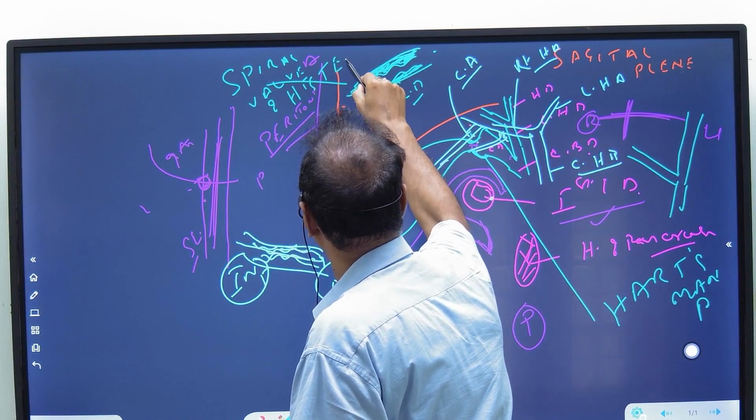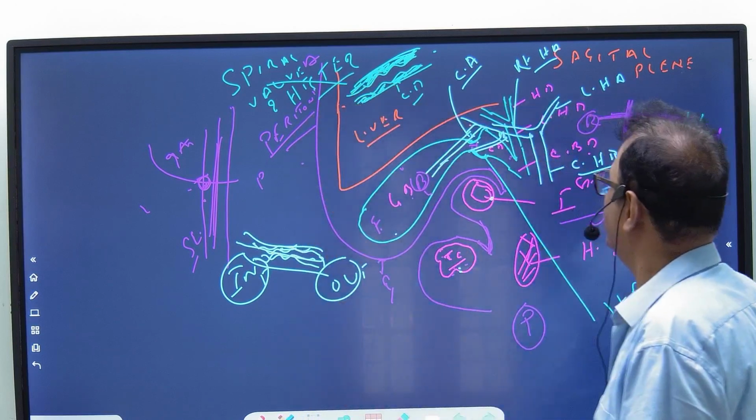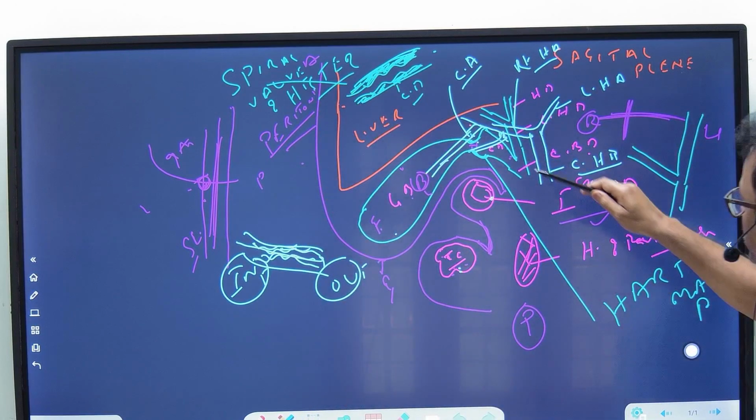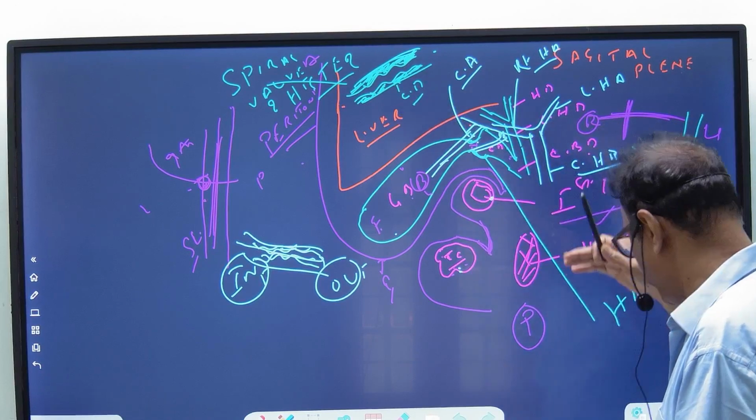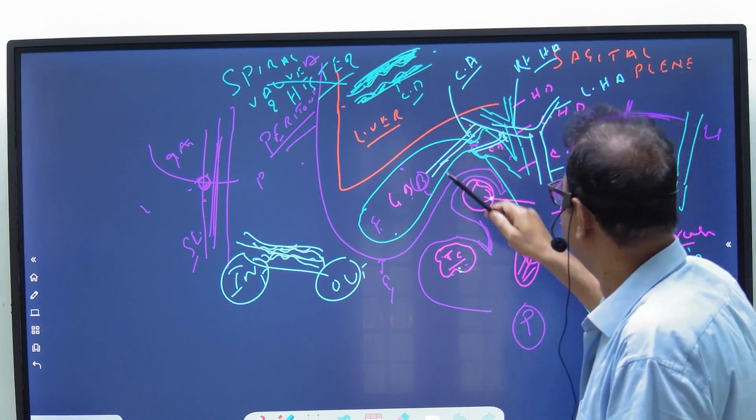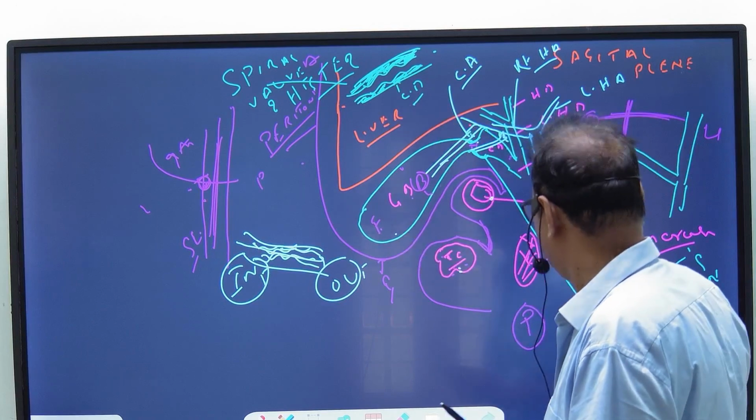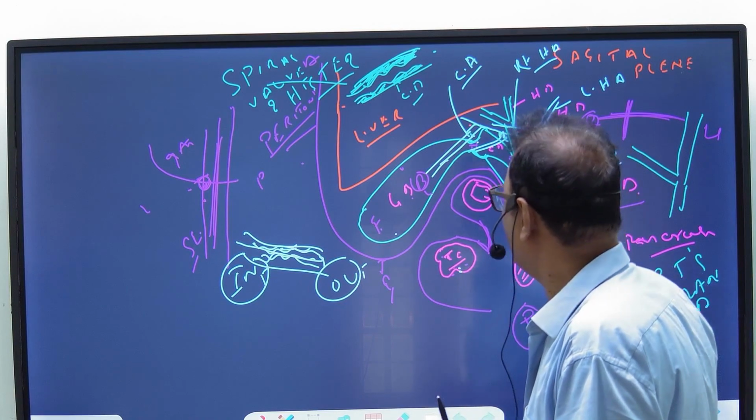This is known as the spiral valve of Heister. So this is the true valve. These 15 to 20 folds are present in the cystic duct. So this is all about today's lecture.